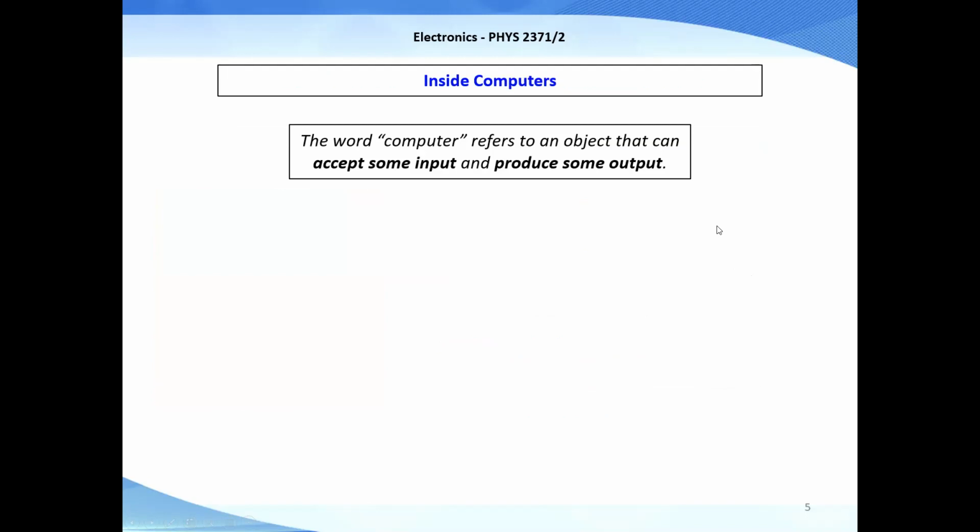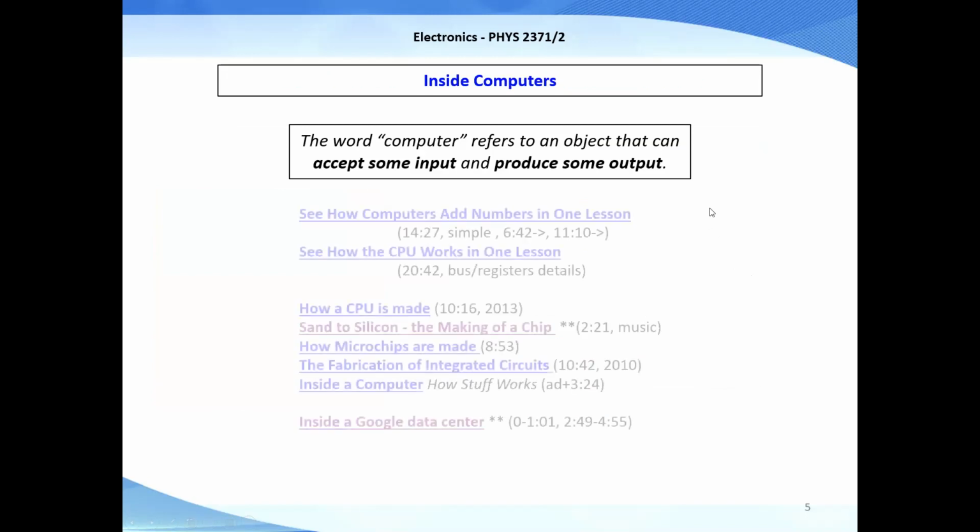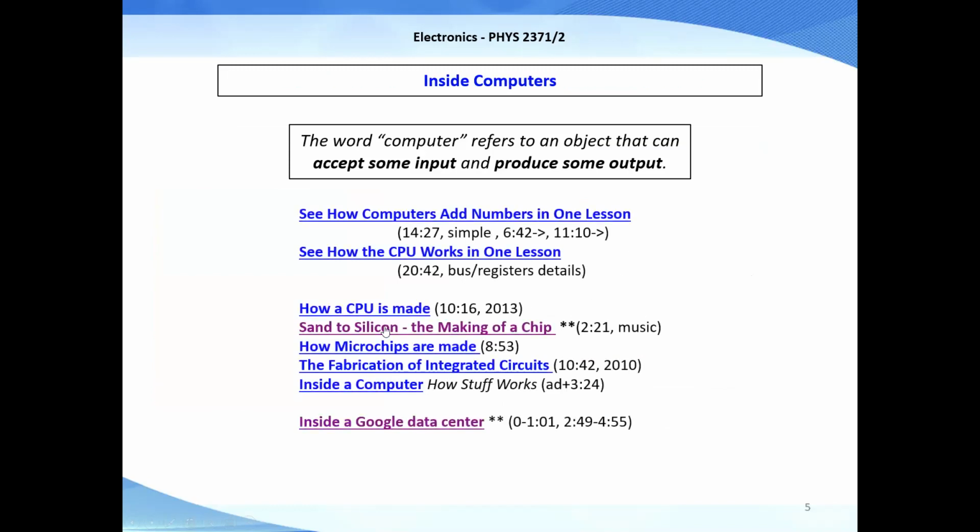Okay, the computer refers to an object that accepts some input and produces some output. And I showed sand to silicon, making chips from the silicon and sand. And we looked inside the Google data center, the first minute, and from basically 3 minutes to 5 minutes, which showed how Google data centers work and how much heat they produce and how they have to cool them. And basically they're made of hard drives that you'd find in your desktop computer.